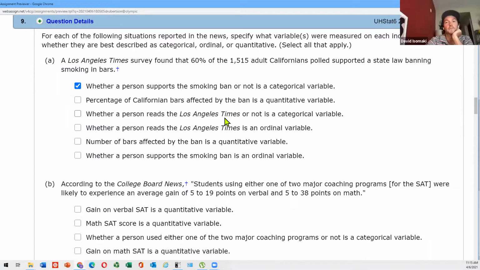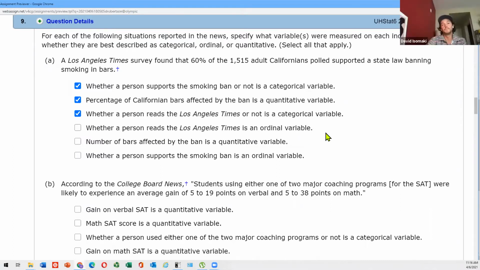Yes. Now, isn't it a number? It is. Right, not what the poll is asking, but it's true. Yes. Whether a person reads the Los Angeles Times or not. Is that also categorical? That's a categorical. Whether a person reads the Los Angeles Times is an ordinal variable.